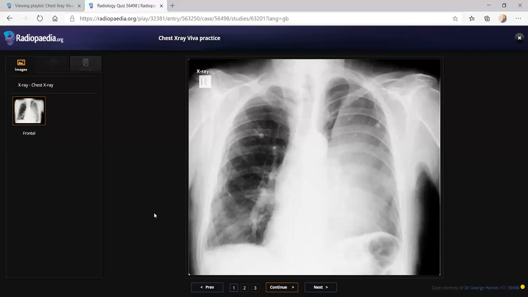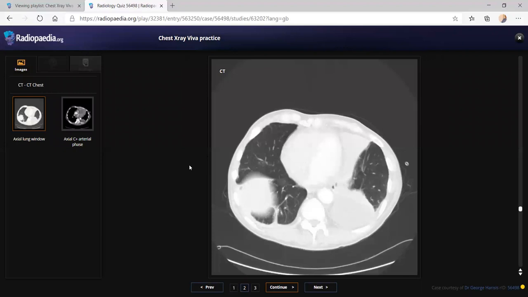And there is also another finding: the left hemidiaphragm appears elevated, indicating volume loss. There is minimal effusion on the right side, since the right costophrenic angle is blunted. So, to proceed with this, I would like to do the CT thorax, plain and contrast, for this patient to look for the cause of collapse.